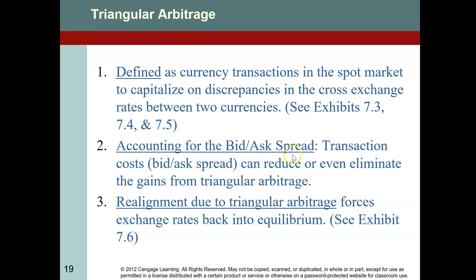Accounting for the bid-ask spread, transaction costs and the bid-ask spread can reduce or even eliminate the gains from triangular arbitrage. So we need to pay attention to that. Realignment due to triangular arbitrage forces exchange rates back to equilibrium.